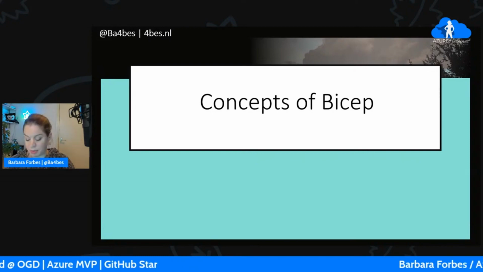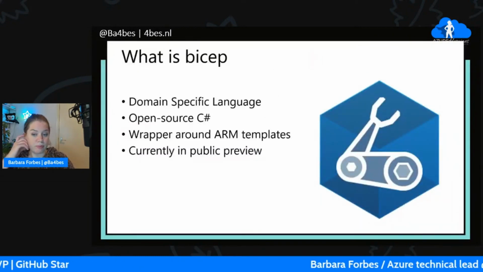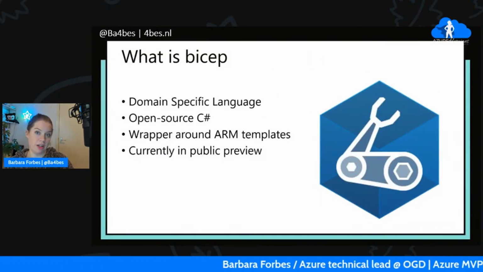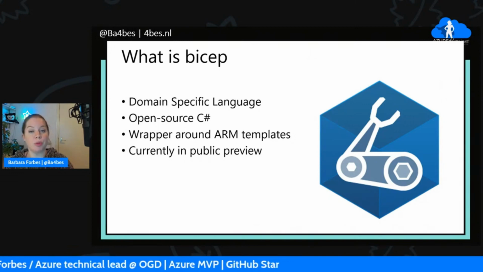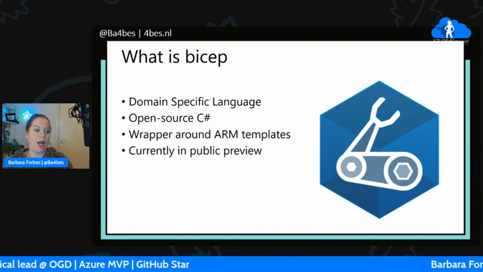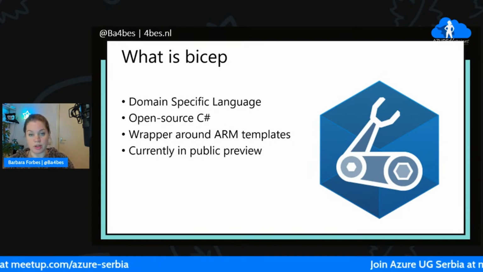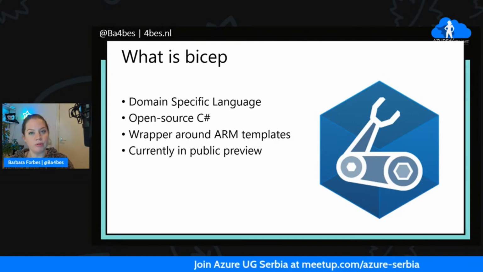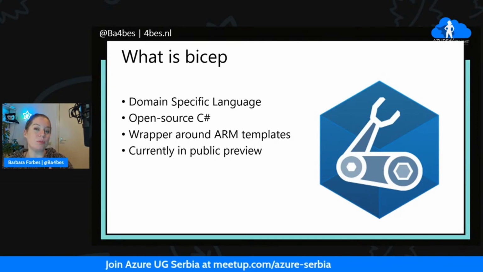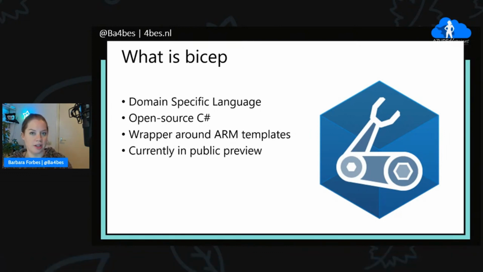So first things first, the concepts of Bicep. So what is Bicep and what does it do? Bicep is an Azure native language. So it's native to Microsoft, created by Microsoft. It's created by the people who also create ARM templates. And what it basically is, is a wrapper around those ARM templates. So in the background, ARM templates are still created and deployed. The point of Bicep is to make it a language that is more readable and usable for humans, which we'll see in a second when we look at some examples.